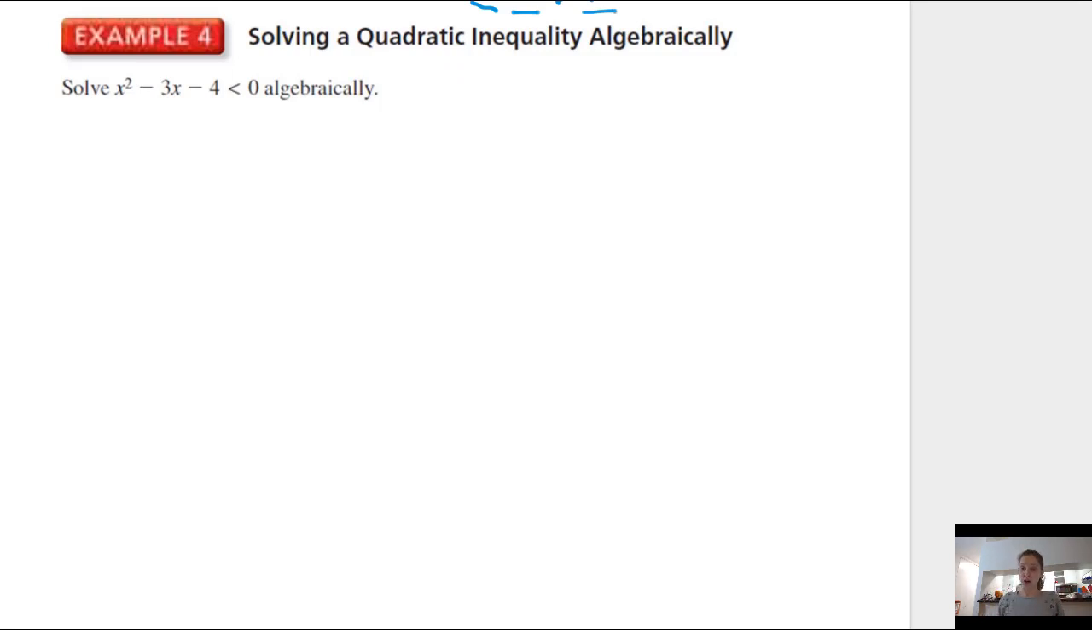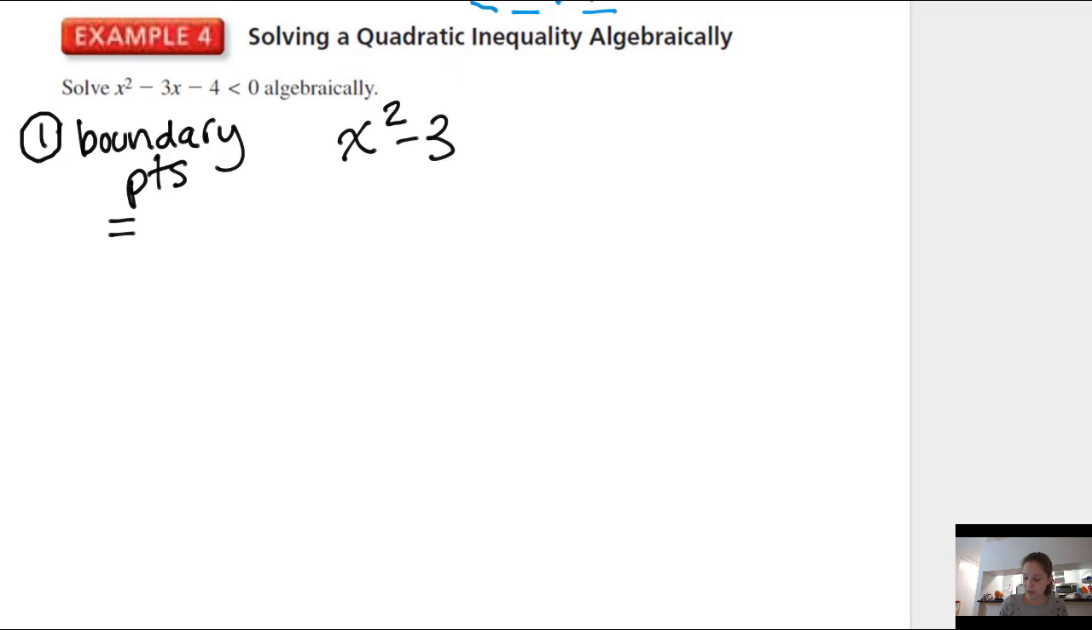So we have a quadratic inequality to solve algebraically. I break these down into 3 steps. My first step is to identify the boundary points. Right? We're not equal to values, but we're between some values when we solve an inequality. So to establish the boundary points, we're going to change the inequality symbol to an equal sign. So x squared minus 3x minus 4 equals 0. It's going to give us the boundary points when this equation equals 0.